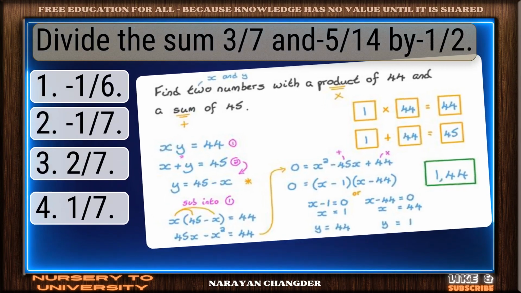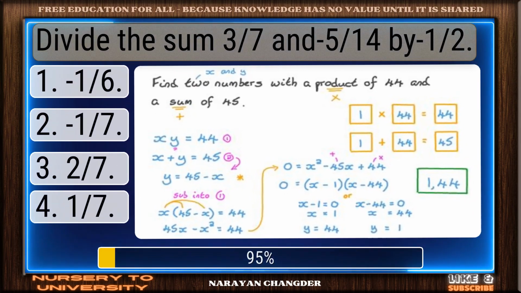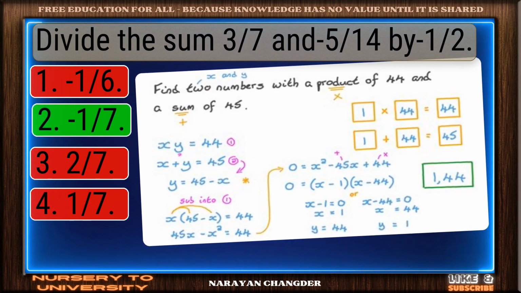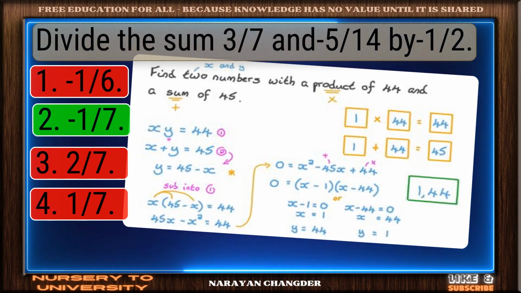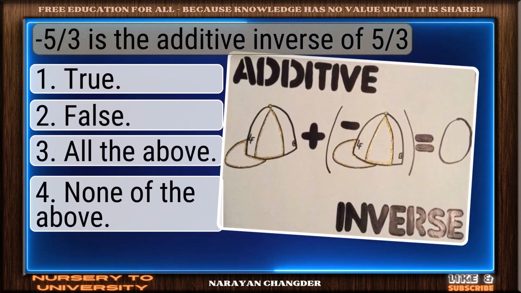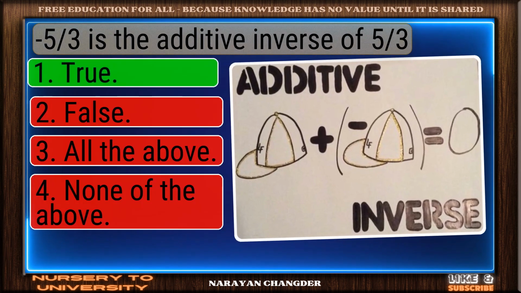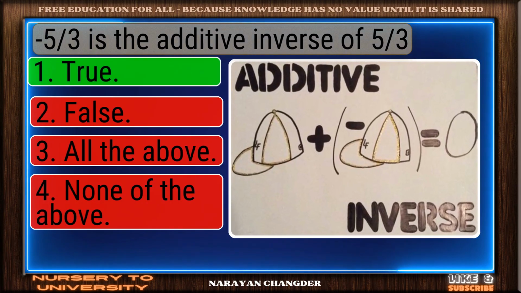Question number 82. Divide 3/7 by 5/14 by 1. Clear logic. Your choice 1/7 is sound and 100% true. Question number 83, 5/3 is the additive inverse of -5/3. Correct. True is the right answer.